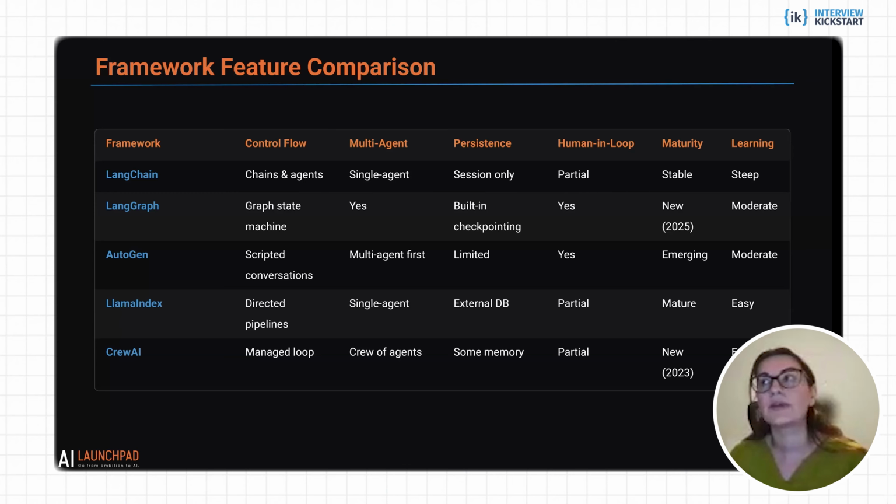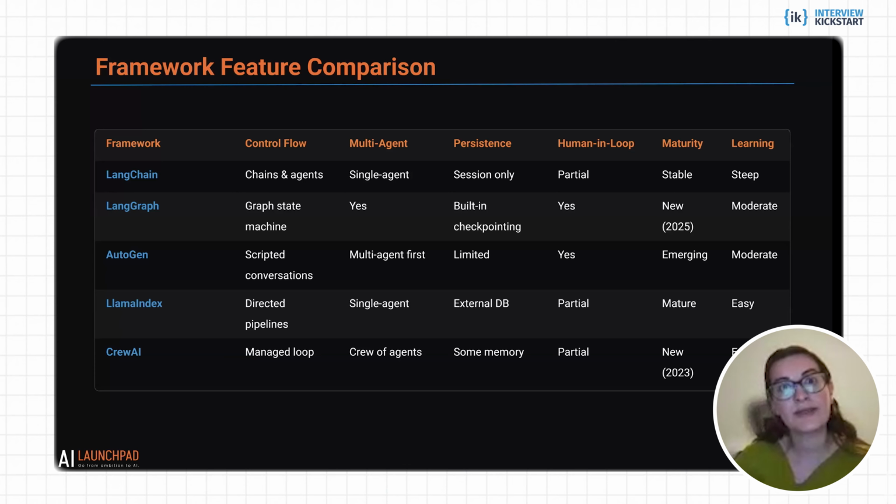You can have LlamaIndex. It's the RAG champion. It's also known as GPT Index. If your task revolves around connecting an LLM to structured or unstructured data sources like PDF or SQL or API, that is going to be useful for you. It gives you built-in connectors with several data sources, easy index creation, querying pipelines, and it can also be integrated with LangChain and LangGraph.